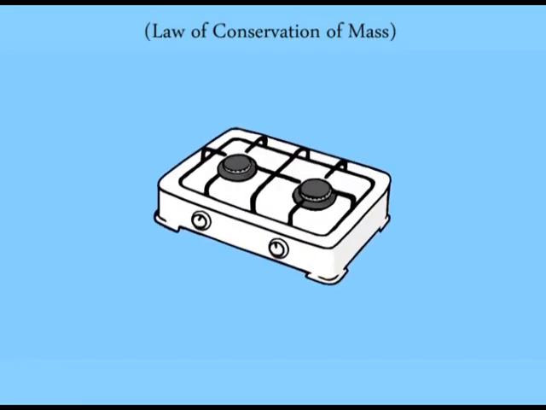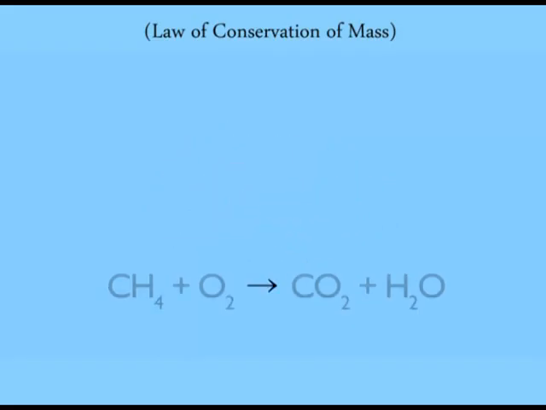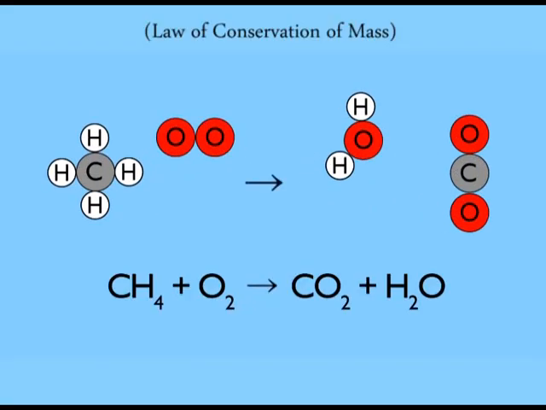Here's another example. A reaction you see every time you use a gas cooker which uses natural gas methane. Is this equation balanced? It's easier to count if you draw the atoms and molecules as models. Carbon, 1 each side. Oxygen, 2 to start with, but we have 3. Hydrogen, 4 to start with, but now only 2.